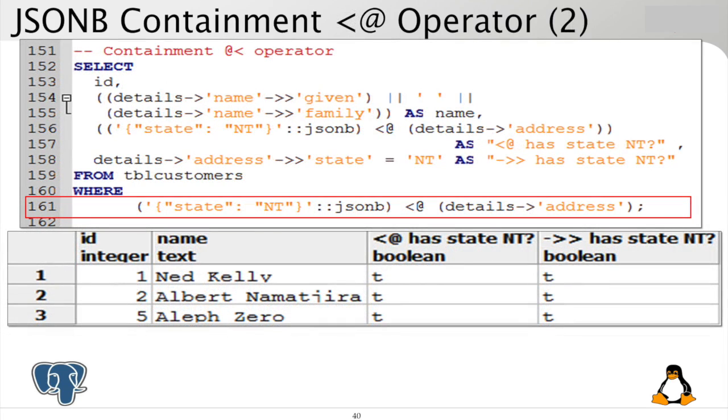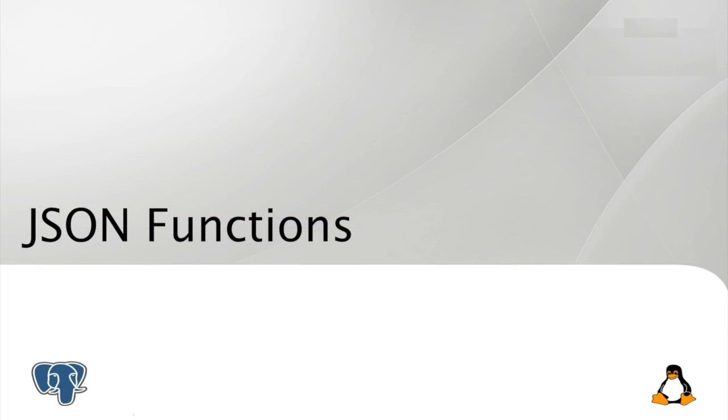And we have the reverse operator as well, which is the less than ampersand operator, which performs the same containment function but in reverse order. Please refer to line 161 on this slide. The JSON field to check is on the right, and the testing value is on the left. Notice that I added an extra set of parentheses on both operands to make sure that the statement gets parsed correctly. Okay, so those were the JSON operators.